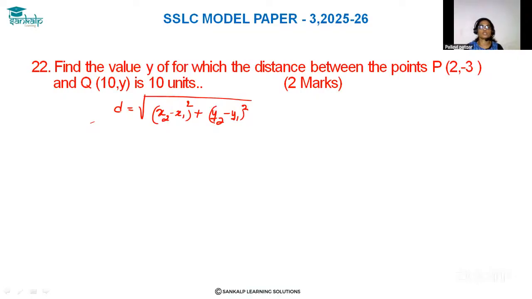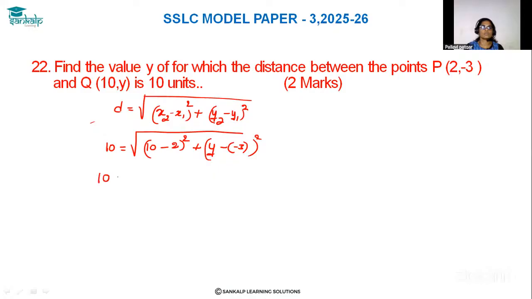So substitute the values and solve for y. So here d is 10, equal to the square root of (10 minus 2) whole square plus (y minus of minus 3) whole square. So 10 is equal to the square root of (10 minus 2 is 8) square plus (y plus 3) whole square. So squaring on both sides.